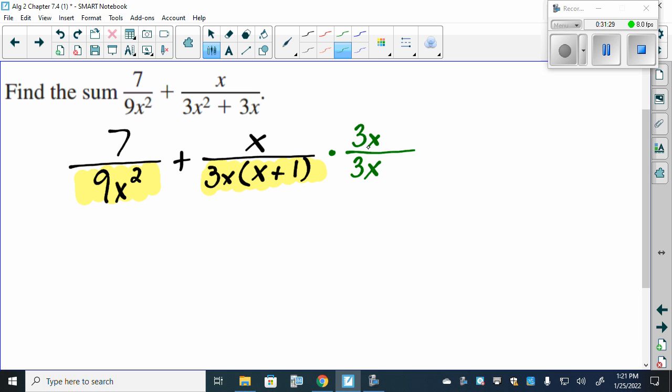So now does this side have everything that this side has? Because it would have the 9x squared, yes, over here? With our 3x and 3x? So that's everything that the 9x squared has, yes? But the 9x squared is missing something. What is it missing? The x plus 1. So over here, we're going to multiply top and bottom by x plus 1. So that we can get these to be the same.